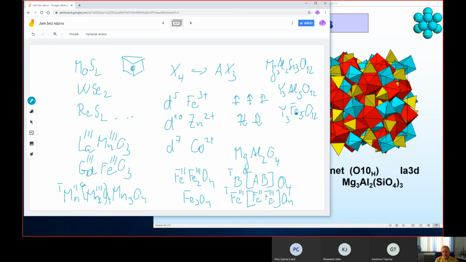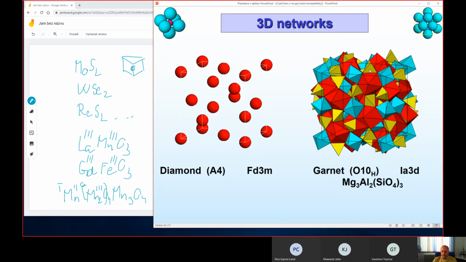where aluminium and iron occupy both tetrahedral and octahedral positions, while this higher coordination number polyhedron, a dodecahedron, is occupied by a lanthanide or yttrium as well. These garnets are very important as hosting some lanthanides or rare earth with important optical properties or magneto-optical applications.